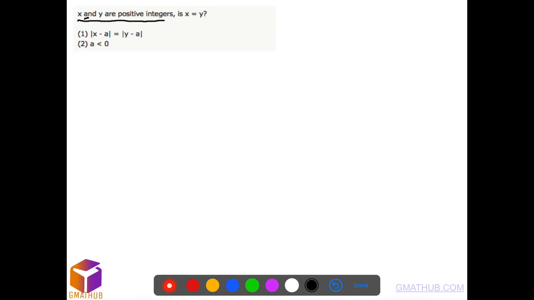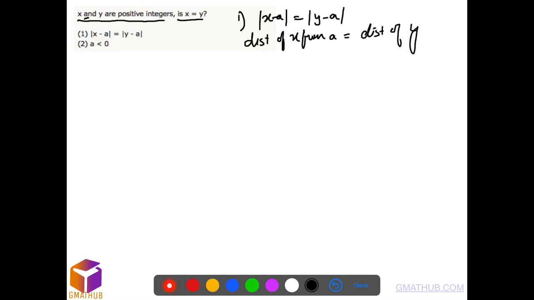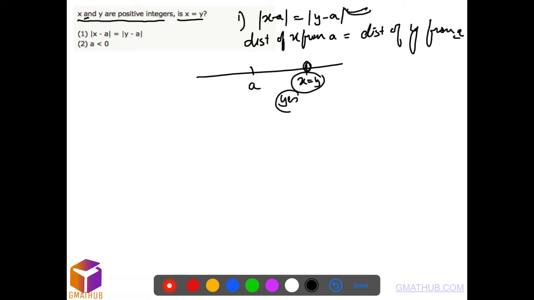x and y are positive. Is x equal to y? First statement, mod of x minus a is equal to mod of y minus a. Distance of x from a is equal to distance of y from a. Now this is a. Now if x is equal to y, this thing would be satisfied. So it could be yes.